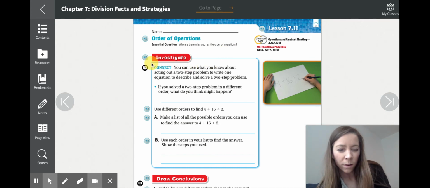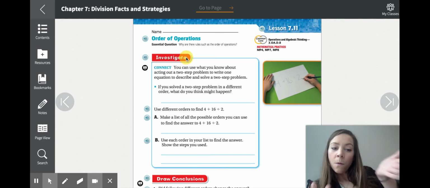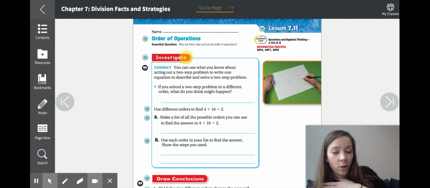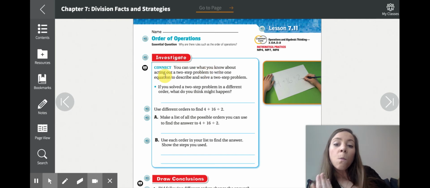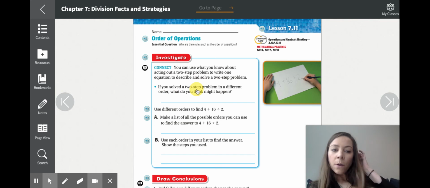We'll figure out what order of operations means in a second after we read this first explanation. So we're going to investigate, meaning we're going to figure out why you have to do an order of operations by trying it a different way to see if it still works. So it says connect. You can use what you know about acting out a two-step problem to write one equation to describe and solve a two-step problem. If you solved a two-step problem in a different order, what do you think might happen? I want you to think of that now.